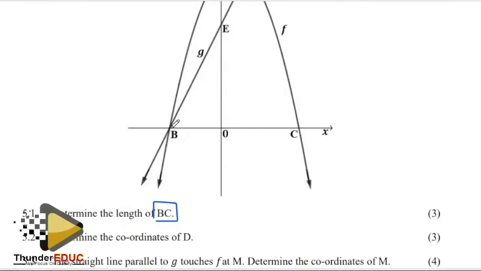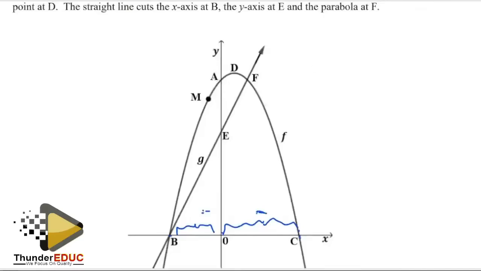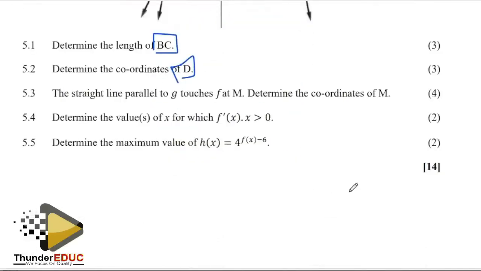What you need to do, you need to get the coordinates of B and then the coordinates of C. These are intercepts. And then get the number of units up to the 0, get the number of units up to the C, and then plus these 2 units. That will be the distance. They want the coordinates of D. They told us that D is the turning point. Remember, with the turning point is negative B over 2A.